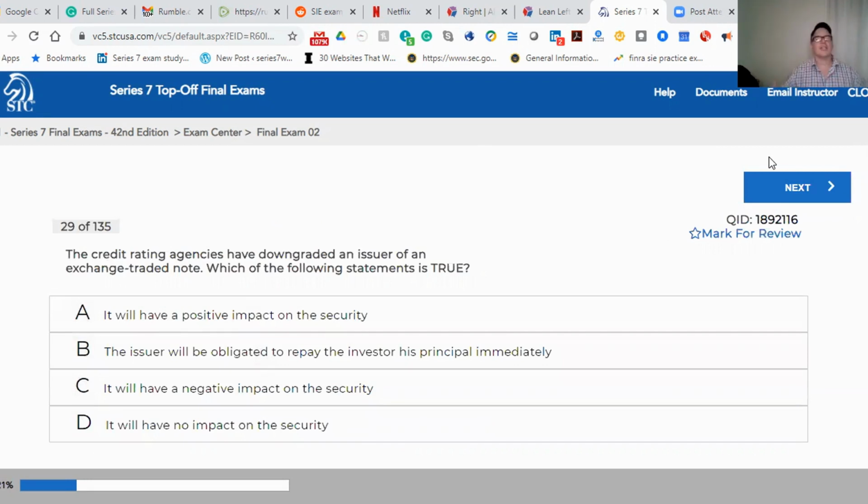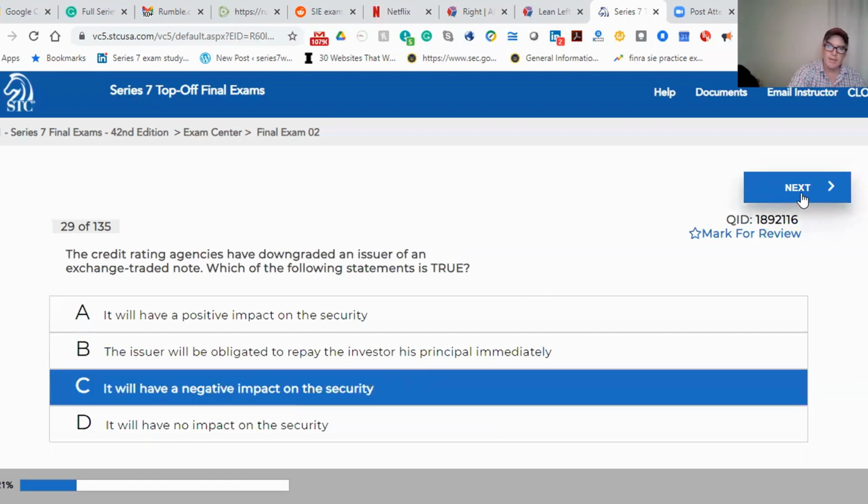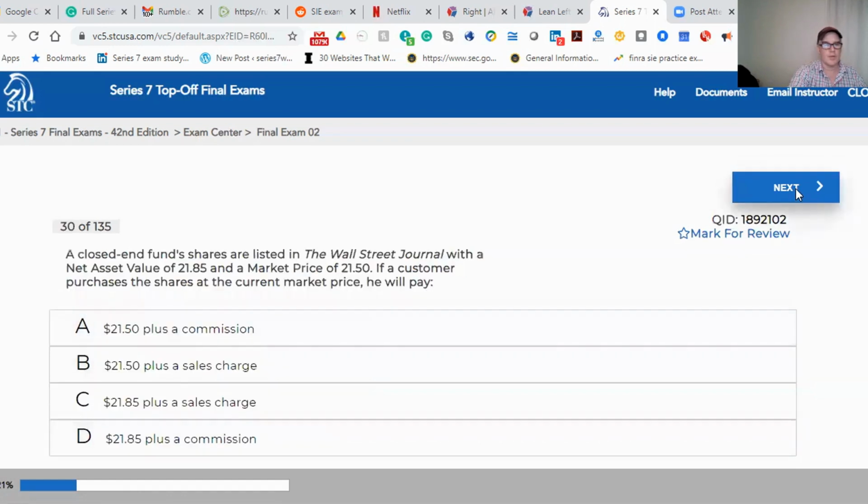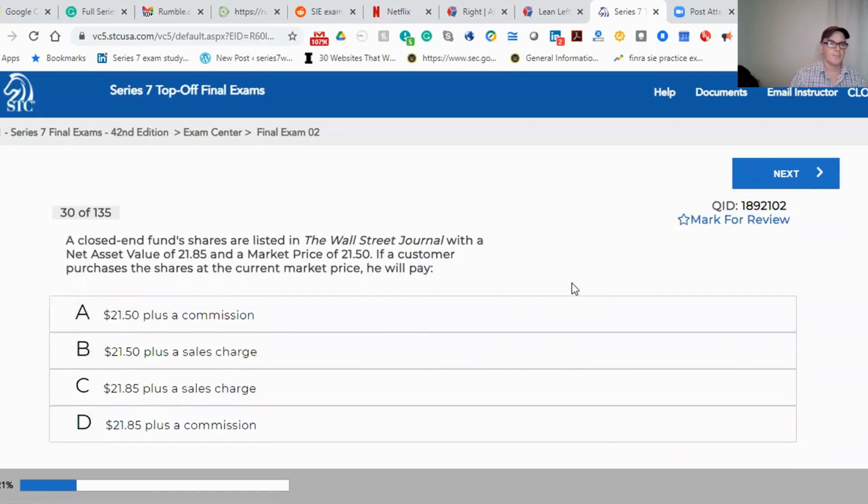The credit rating agencies have downgraded an issuer of an ETN. Which of the following statements is true? So remember, an ETN is a form of a bond, a note. So it's going to make it worse. It will have a positive impact? No way. You downgrade an issuer, it's not a good thing. Do they have to pay the principal immediately? No. It'll have a negative impact. It'll have no impact? If it was an ETF, it really wouldn't have an impact. But since it's an ETN and it's a type of bond or debt, it would have a negative impact on the security. Boom. I'm waiting to see a red X here at some point because I'm getting too cocky.